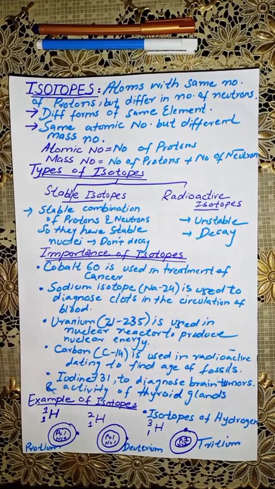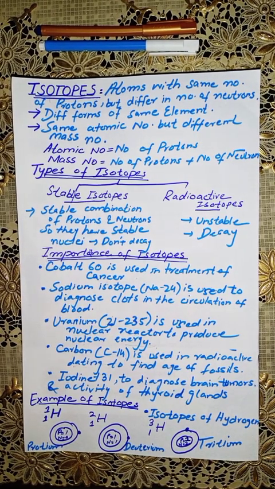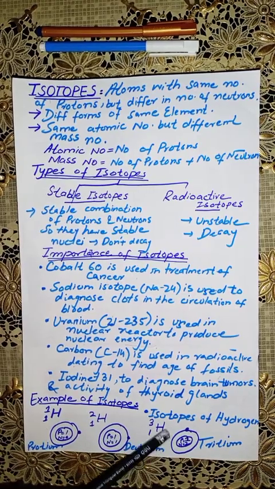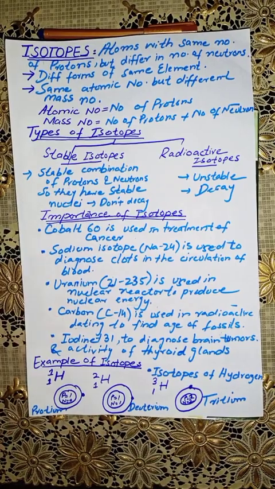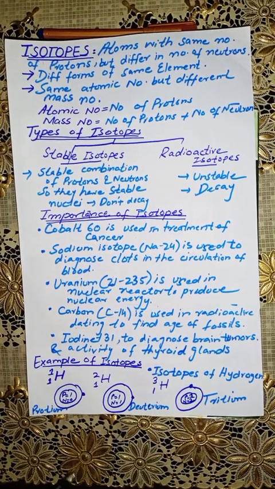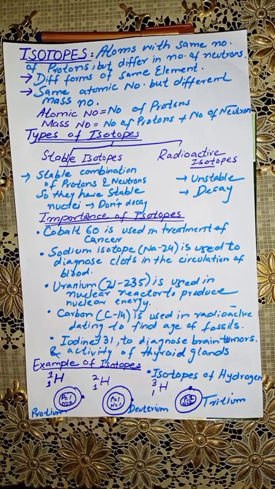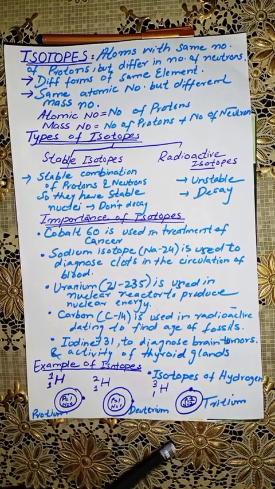After discussing the importance of isotopes, we will discuss isotopes with an example. We have the example of the isotopes of hydrogen. There are three isotopes of hydrogen: protium, deuterium and tritium.